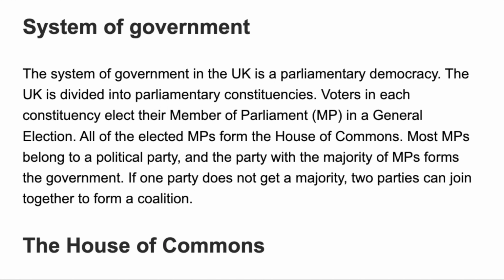Systems of government. The system of government in the UK is a parliamentary democracy. The UK is divided into parliamentary constituencies. Voters in each constituency elect their member of parliament (MP) in a general election. All of the elected MPs form the House of Commons. Most MPs belong to a political party, and the party with the majority of MPs forms the government. If one party does not get a majority, two parties can join together to form a coalition.